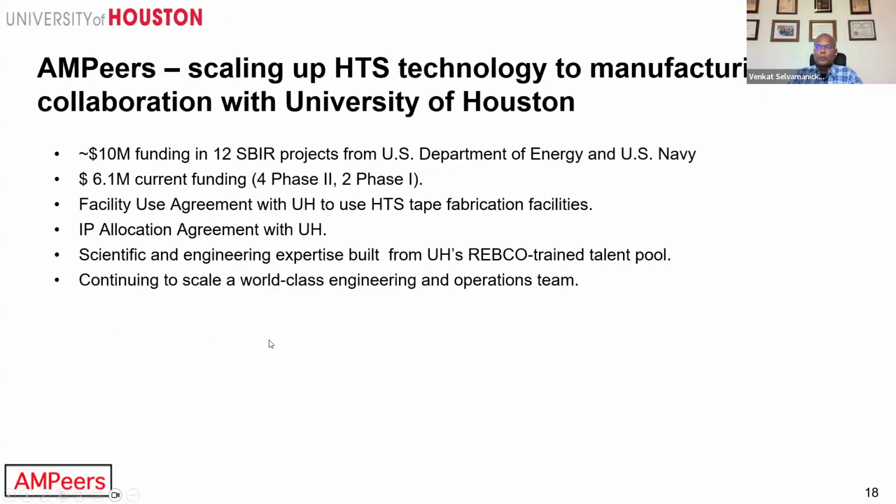So I established a company called Amperes that, in collaboration with the University of Houston, is scaling up this technology to full-scale manufacturing, mostly funded through SBIR projects from the DOE and Navy. We have a decent amount of funding right now to do this. We have a facility use agreement at the University of Houston and an IP allocation agreement. And the good thing is, a lot of our students who graduate from the university are now employees, scientists and engineers at Amperes. And we continue to scale up a world-class engineering team.